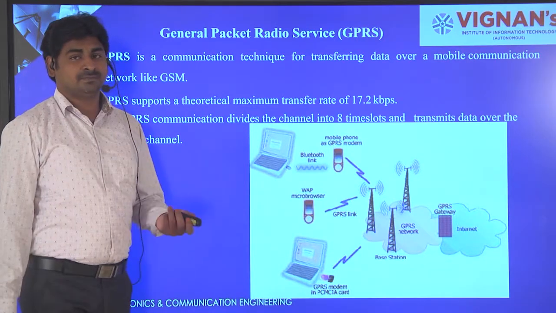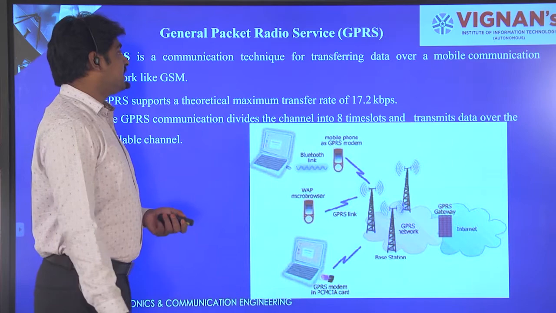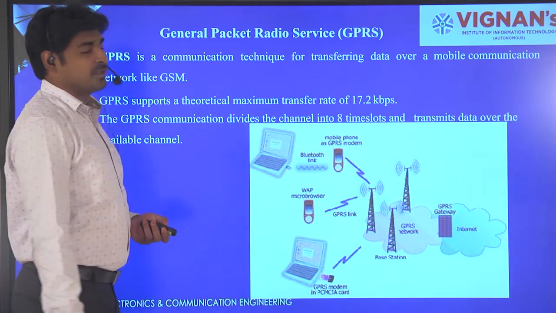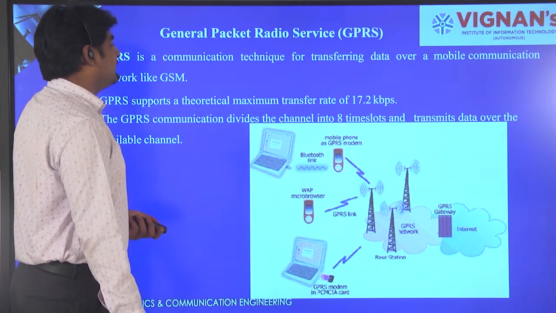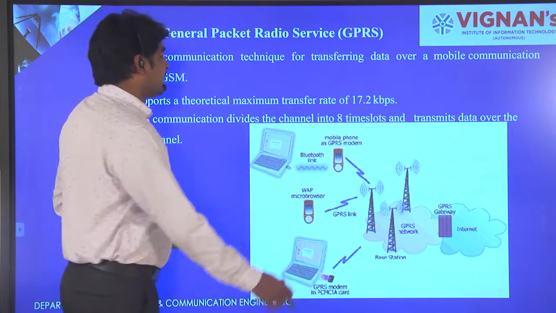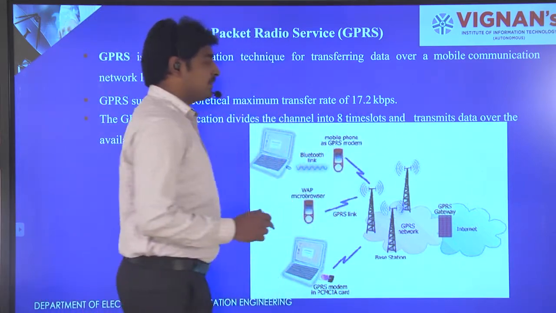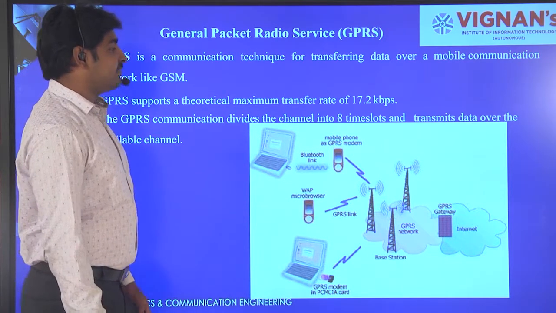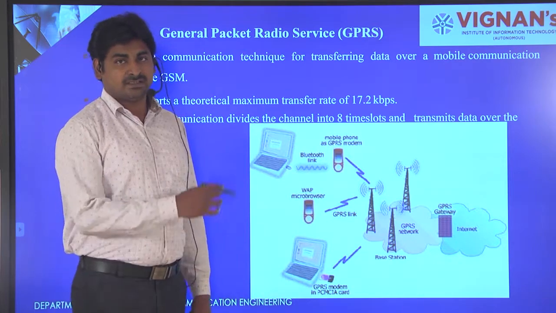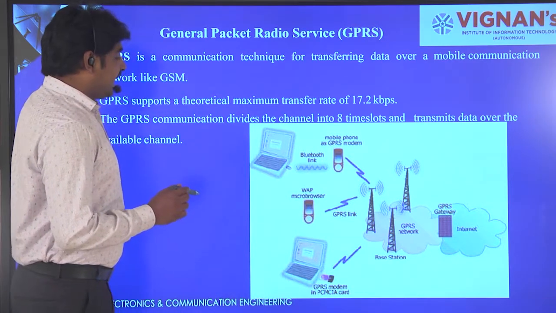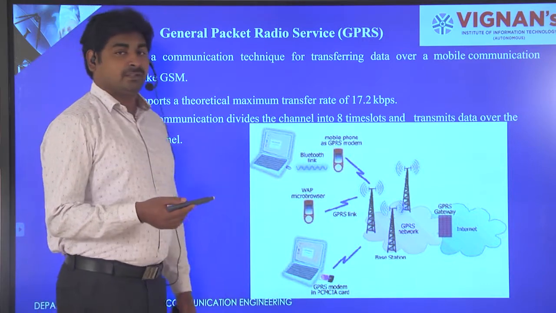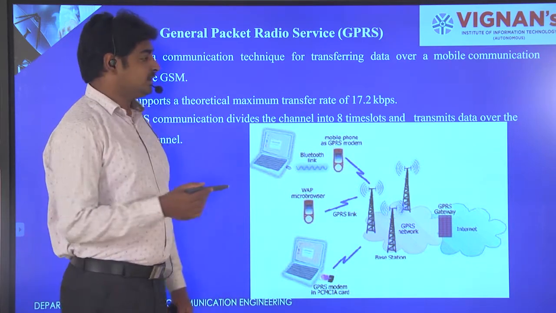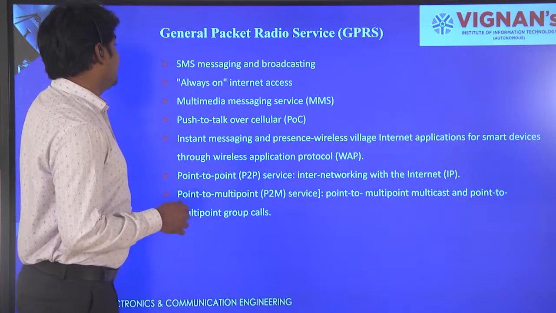Next, GPRS. We all know GPRS. GPRS means General Packet Radio Service. This is a type of mobile communication where the data transfer rate is very low, around 7.2 kilobits per second, and this communication divides the channel into 8 time slots and transmits the data over these slots. But the advantage is that the range is very high. The GPRS signal can reach anywhere on the earth. So that is the main advantage of GPRS.